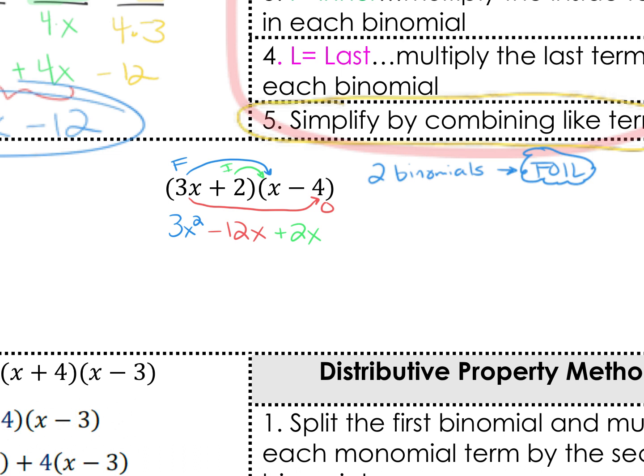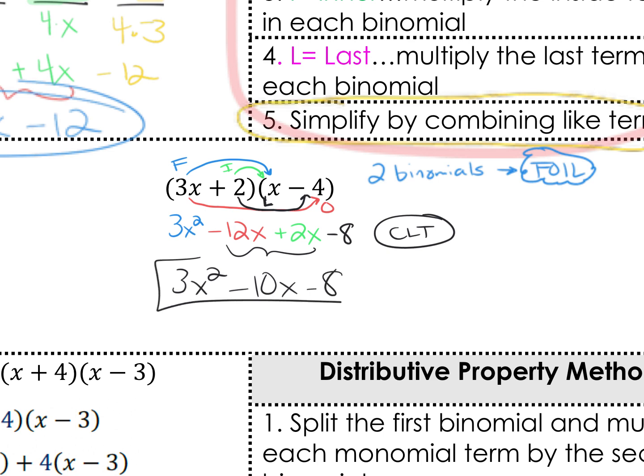And then finally, we have the last. The last 2, that would be my 2 times my negative 4. That's going to give me negative 8. As my last step, I'm going to combine like terms. So those middle 2 are the ones I'm putting together. 3x squared minus 10x minus 8. That's going to be my final answer.